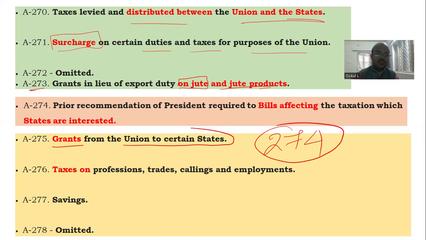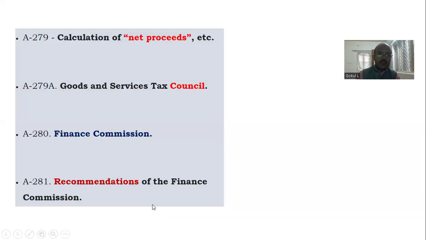Next, savings, 277. You can neglect this. 278 omitted. Next, 279, very important. Net proceeds. Net proceeds, very important definition. It is like the soul of taxation. We can tell net proceeds, because everything is revolving around this. Where are you focusing on? On net proceeds. What is net proceeds?